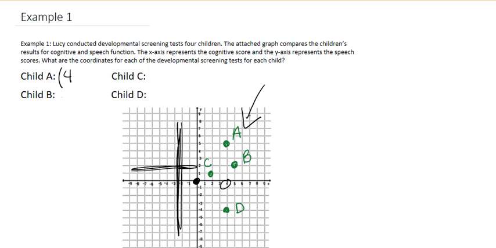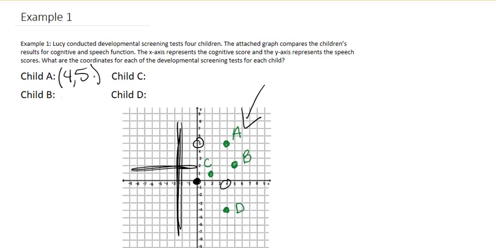Now we look at the y-axis. We can see we have to go up 5 places from the origin, because we always start at the origin, we go up, and we go 5 spots. So we'll just write down 4, 5 for our coordinate for child A.